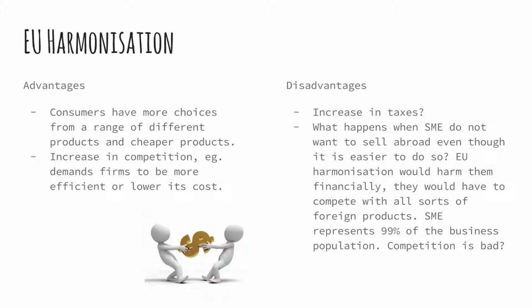The local small firms would have to compete with all sorts of foreign products and foreign firms. EU harmonization would make it even easier for big companies to enter another market, which local small and medium-sized firms would have to compete with. Small and medium-sized firms represent 99% of the business population. Does this actually mean competition is bad?